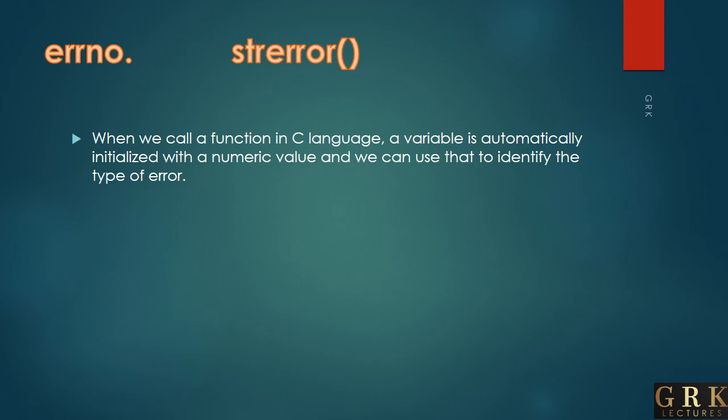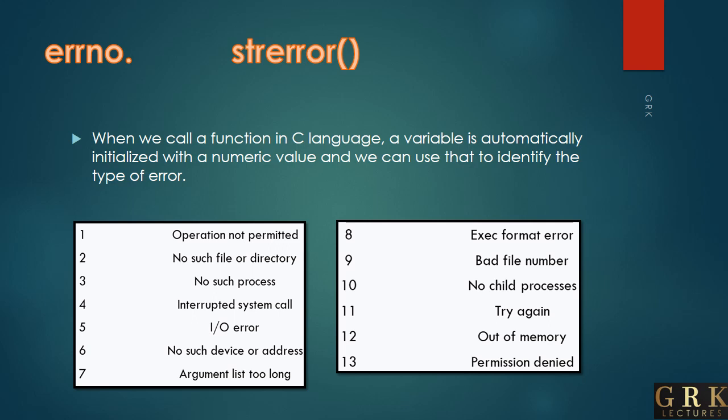So errno, that is error number, is not a function, it is a predefined variable. In the C language, when a function is called, if there is an error in the function, one number corresponding to that error will be returned, and that number will be stored in the errno variable. Here we have some error numbers, 1 to 13. Based on the type of the error that occurred in the function, one number will be returned and that number is stored in the errno variable.